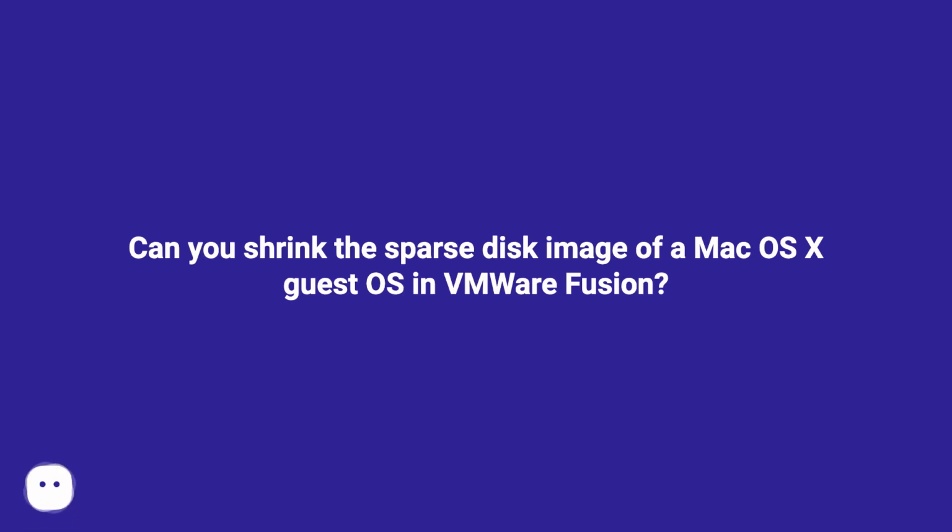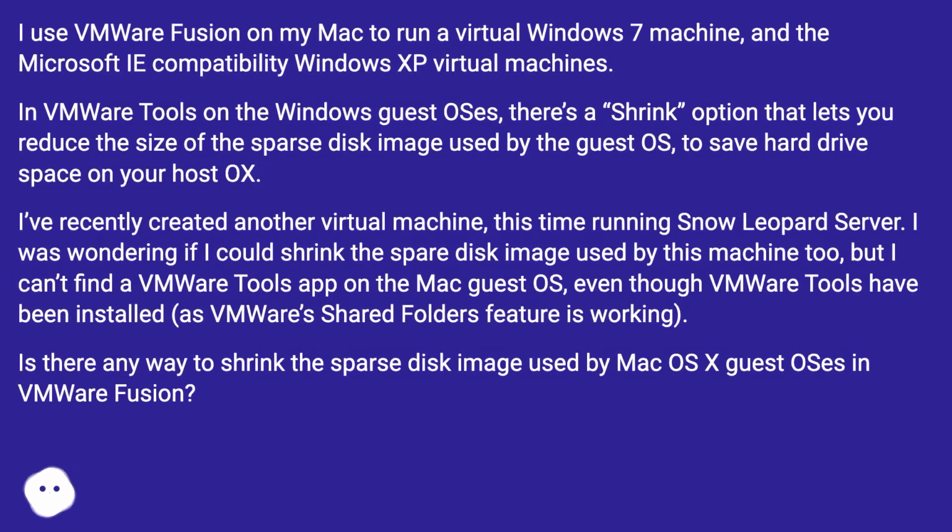Can you shrink the sparse disk image of a Mac OS X guest OS in VMware Fusion? I use VMware Fusion on my Mac to run a virtual Windows 7 machine and the Microsoft IE compatibility Windows XP virtual machines. In VMware Tools on the Windows guest OSes, there's a shrink option that lets you reduce the size of the sparse disk image used by the guest OS to save hard drive space on your host OS.